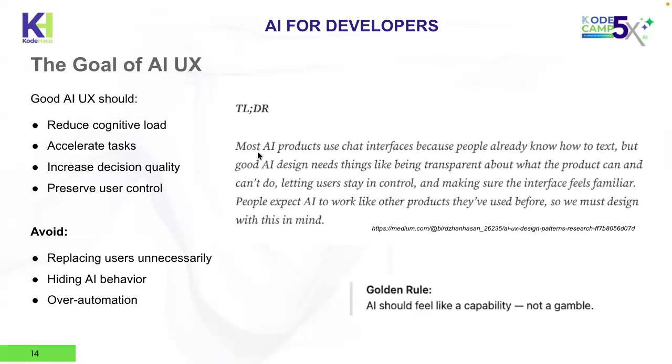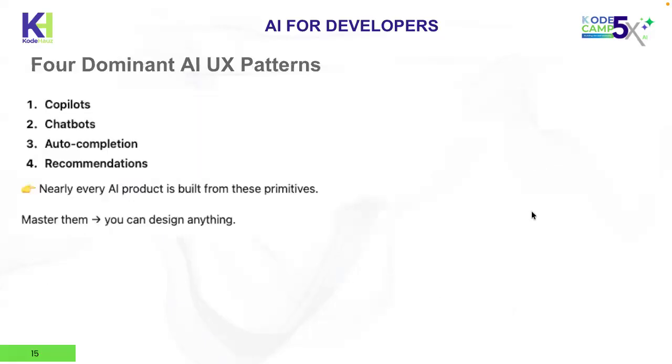So one thing I picked up from an article on Medium: most AI products use chat interfaces because people already know how to text. So that's a place to start, but it's not the end of it, right? Good AI design needs things like being transparent about what the product can and cannot do, letting users stay in control, and making sure the interface feels familiar. People expect AI to work like other products they've used before. So we must design with that in mind.